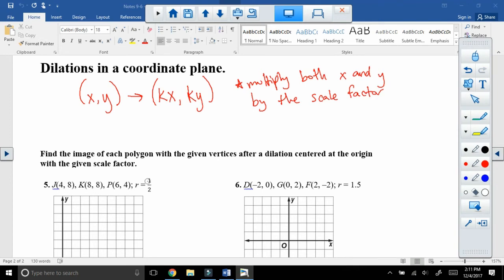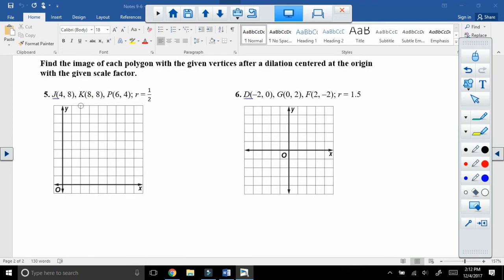So when we're doing these, I think I need to scroll down. I don't know why they use R here, but the R is the scale factor if you'd rather change that to K. You're going to multiply each part of that coordinate by that scale factor. So 4 times a half, or you think of this as dividing by 2, multiplying by half, and 8 times a half is 4. When you multiply each part by a half, you get 4. And P prime will be at 3, 2. Again, just multiplying each of those parts by a half.